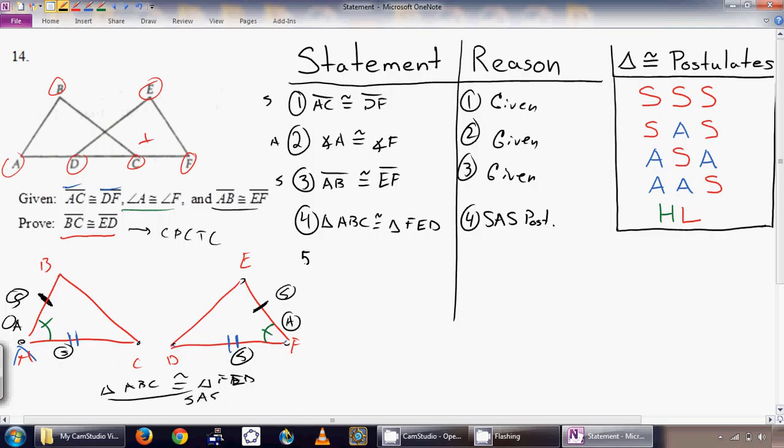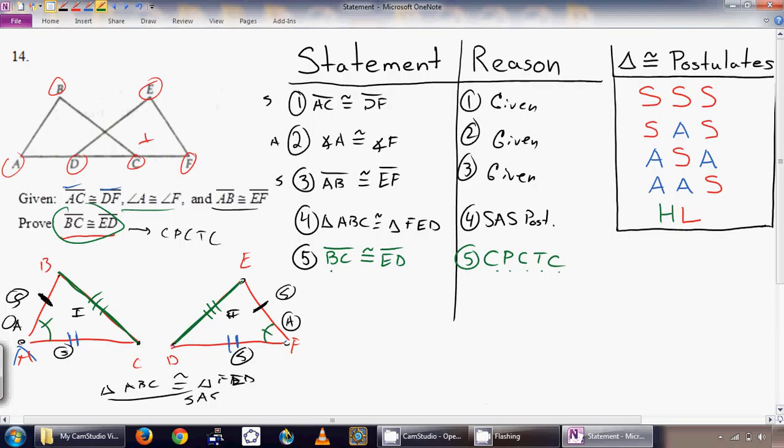Now that these triangles are congruent, now that this triangle is the same as this, BC, this side corresponds to ED, this side. If the triangles are congruent, then these corresponding sides must be congruent. So that's my fifth statement, that BC is congruent to ED. How do I know that? Well, that's corresponding parts of congruent triangles are congruent.